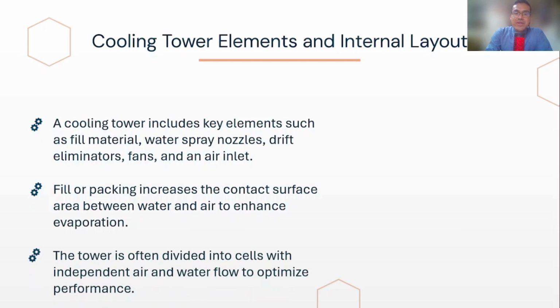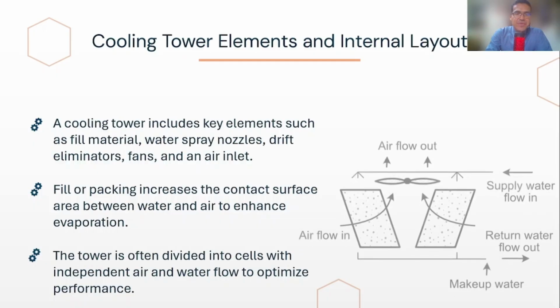In large towers, the structure is divided into individual cells, each with its own fan and flow control. This modularity helps meet varying heat rejection demands efficiently while minimizing interference or recirculation between sections.